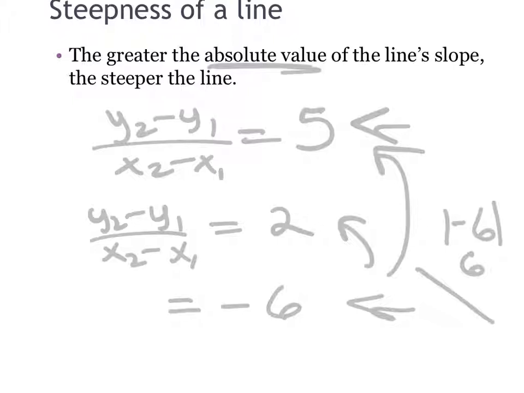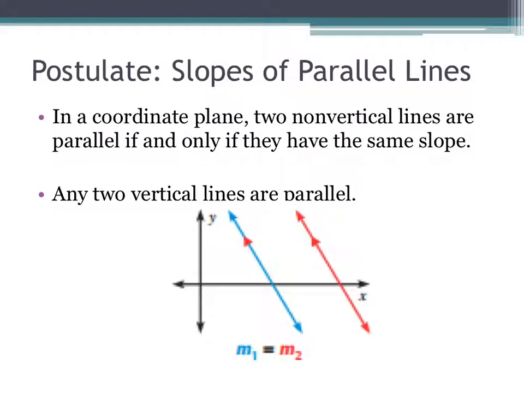Now we're going to see two postulates that we're going to tie to geometry. And you probably learned this in Algebra 1. In a coordinate plane, two non-vertical lines are parallel if and only if they have the same slope. If you remember from Algebra 1, when you have two equations that had the same slope, then you could say that those lines were parallel. So when they have the same slope, they're parallel.